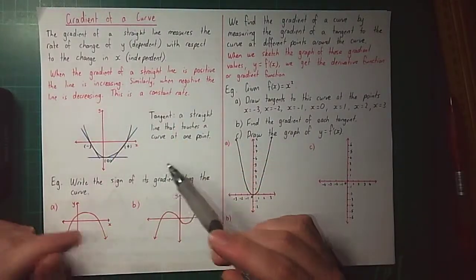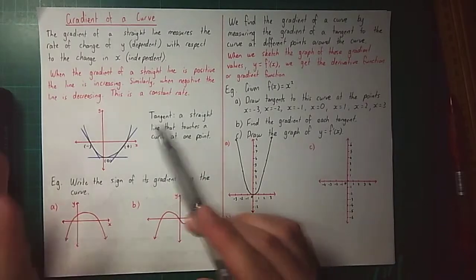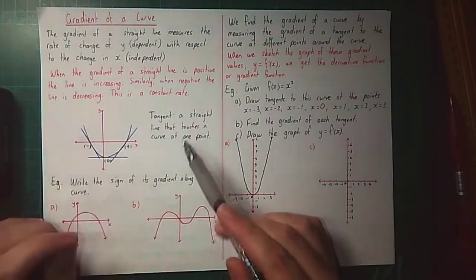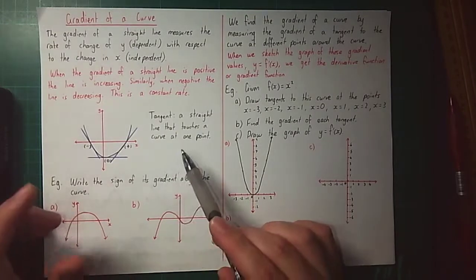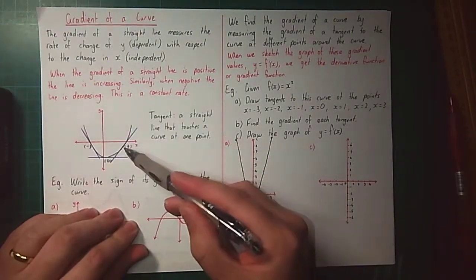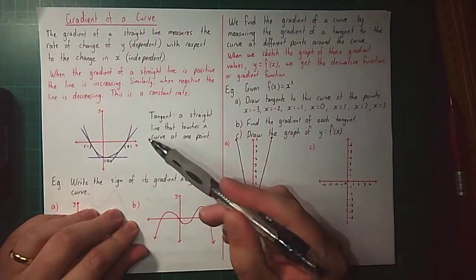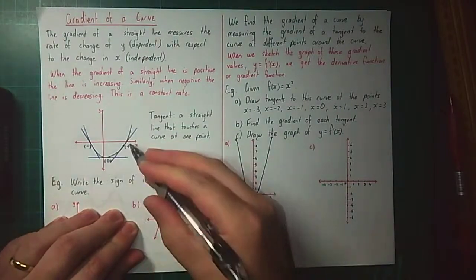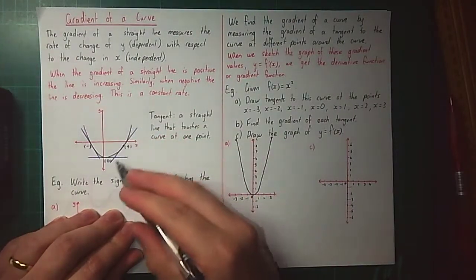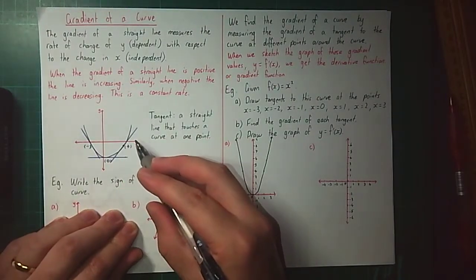Here we have a graph of a curve, and we're talking about a tangent in this situation. So a tangent is a straight line that touches a curve at one point. So here you can see this blue line is touching the curve at this one point, just here. And as we get that tangent, you can see that for that particular point, that tangent has a positive gradient.